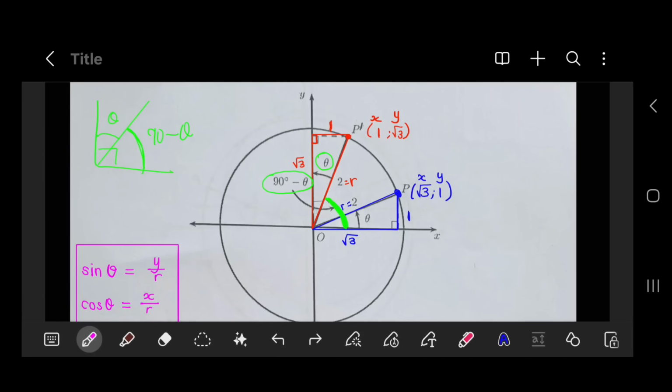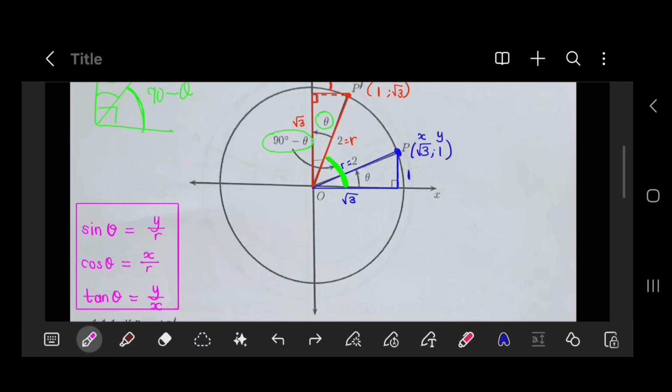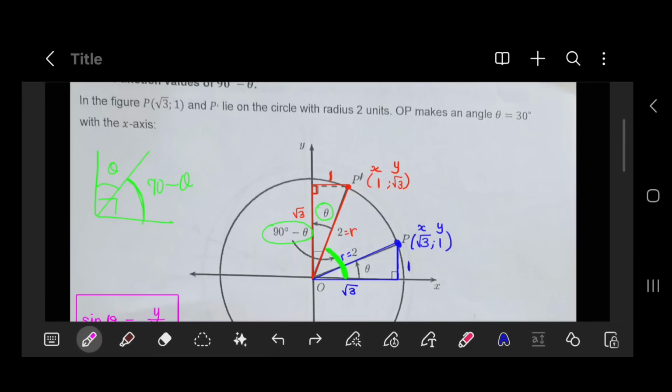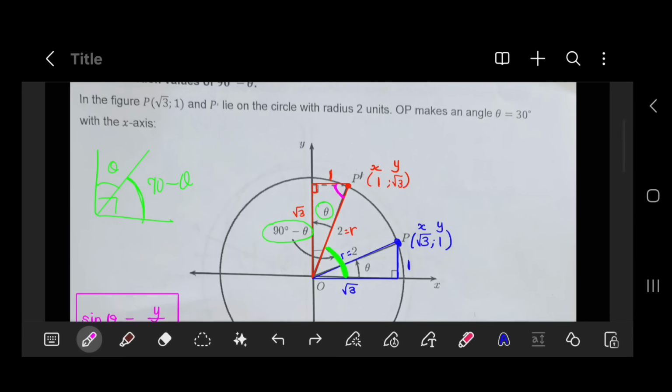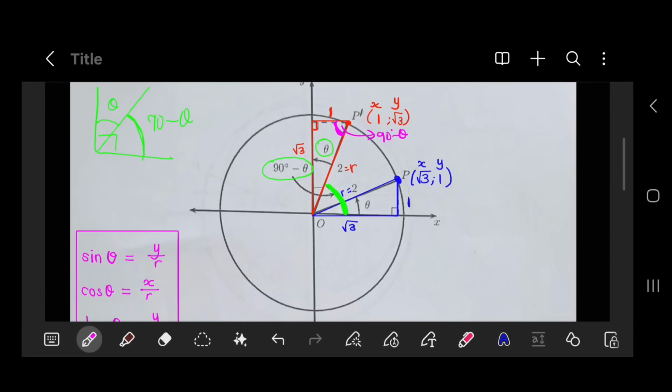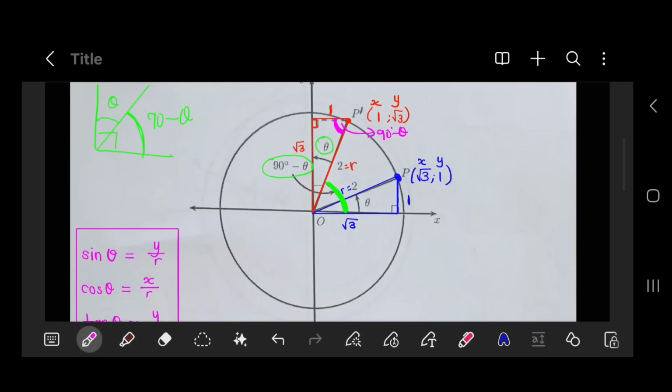But the problem is, the angle that we have in the triangle is theta, and it is not 90 minus theta. However, we can get 90 minus theta, which is going to be this portion. That is 90 minus theta. And how we know that is because if we add all the angles in a triangle, it should give you 180 degrees. If we take 180 minus 90 minus theta, we will be left with this angle, which is 90 minus theta. Meaning that to get the answers for A, B, and C, this is the angle that we are reading the values from.